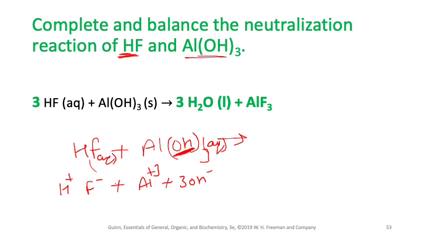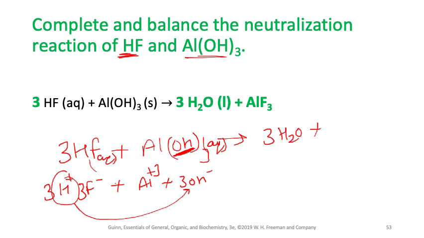So what's happening over here? H+ is going to react with OH-, but the problem is you have just one proton reacting with 3 hydroxide ions, so you have to put 3 in the front. So now you have 3 protons, 3 fluorides, and you're going to make 3 molecules of water.